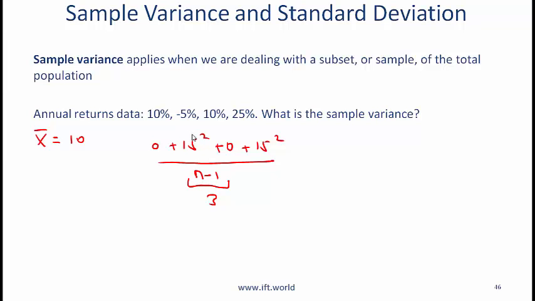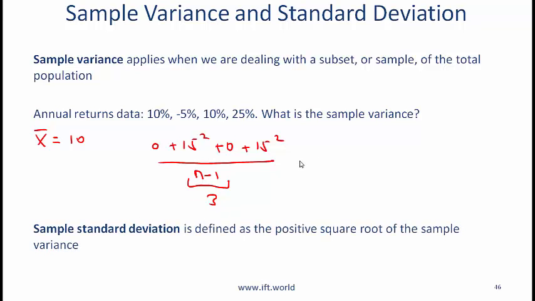At this point, you don't need to get hung up on the reason why this is done. Just take it as a given that when you are dealing with a sample, you have to divide by n minus 1. So the value that we will get for the standard deviation and the variance will be higher. Once you have a value for the sample variance, you can find the sample standard deviation by simply taking the positive square root of the sample variance.